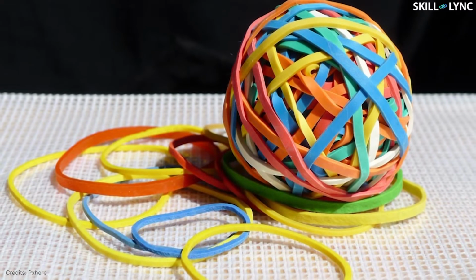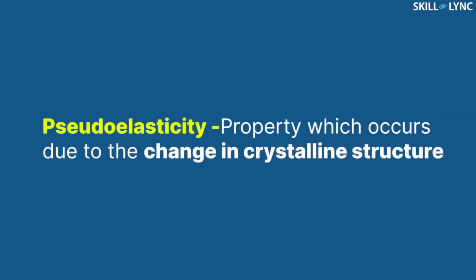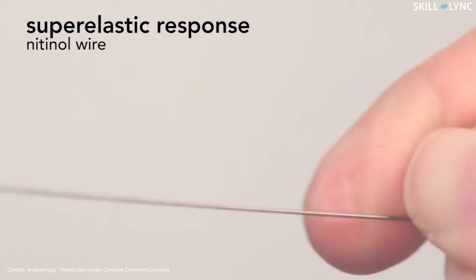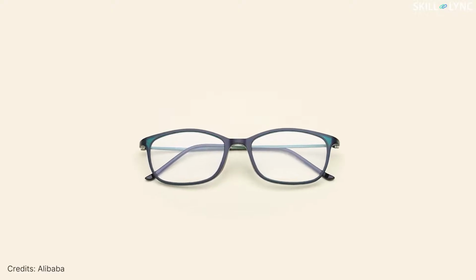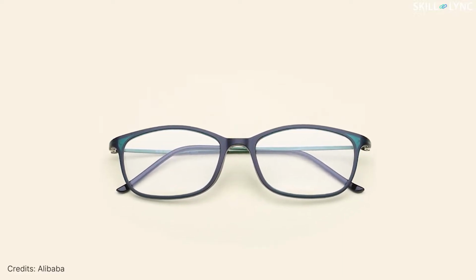We come across several elastic materials in our day-to-day life. Elasticity is the property by which the material regains its original form upon removal of the applied force. But pseudo-elasticity is the property which occurs due to the change in crystalline structure. Assume that we have a shape memory alloy which is at a high temperature. At this time, the material will be in austenite state. When a force is applied, the material deforms into martensite and returns to austenite when the force is removed. This pseudo-elastic property of shape memory alloys makes its way for the usage in indestructible eyeglass frames.